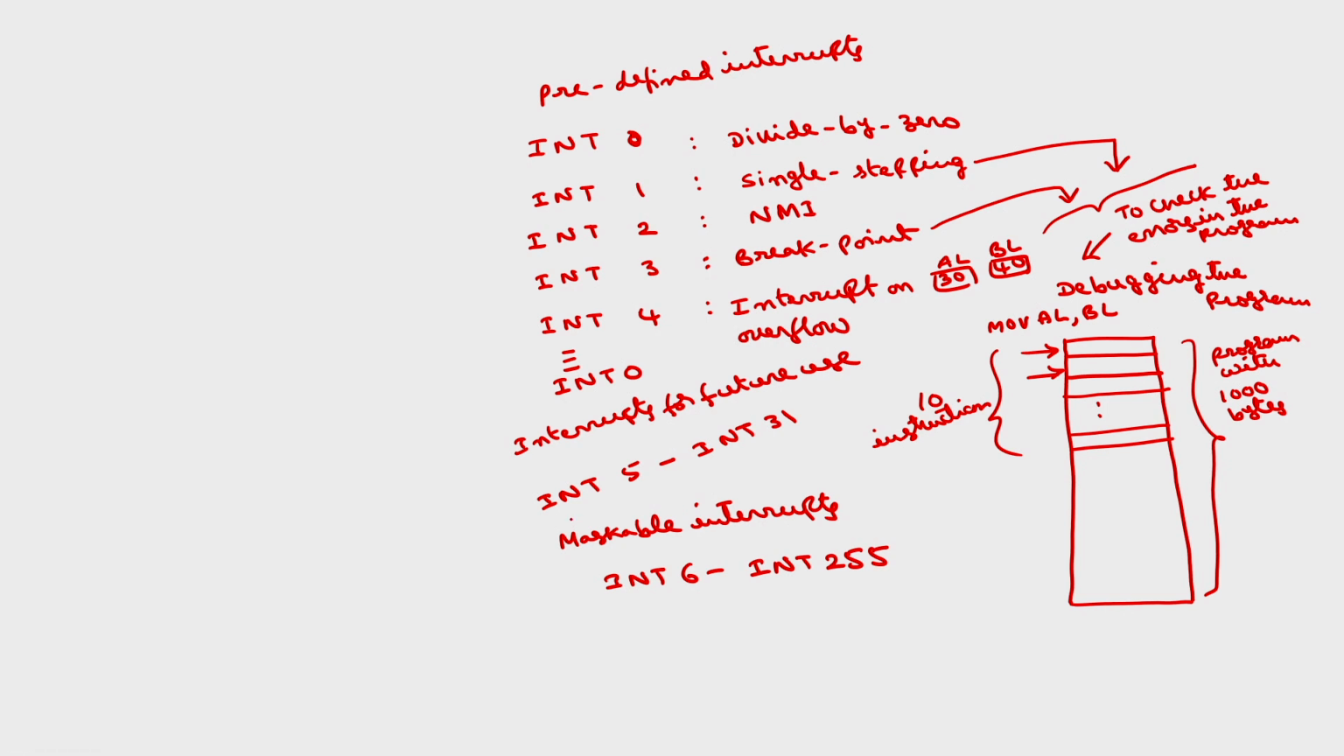So there are three groups. One is predefined, the second is interrupts for future use by this microprocessor, and the third is user-defined interrupts. They can be used by the programmer, but they are maskable interrupts. This is about the interrupt instructions, and we know that we have IRET also, which we have already discussed. IRET is another instruction related to the interrupts. So these are all the interrupt instructions.